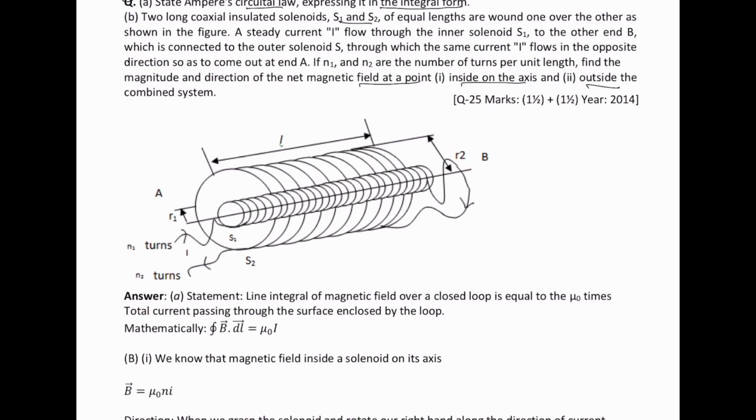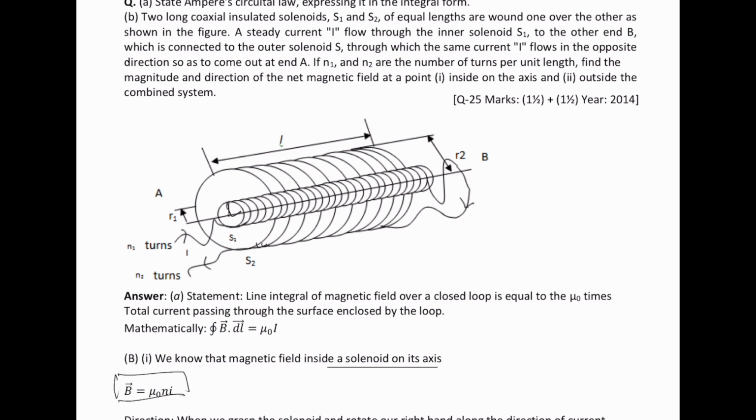We have taken two coaxial solenoids, S1 and S2. The inner one is S1, the outer solenoid is S2. The inner radius is R1, the outer radius is R2, and the length of both solenoids is taken the same. L is the length of each solenoid. The magnetic field inside the solenoid on its axis, because of the current flowing, is the number of turns into I into mu 0.